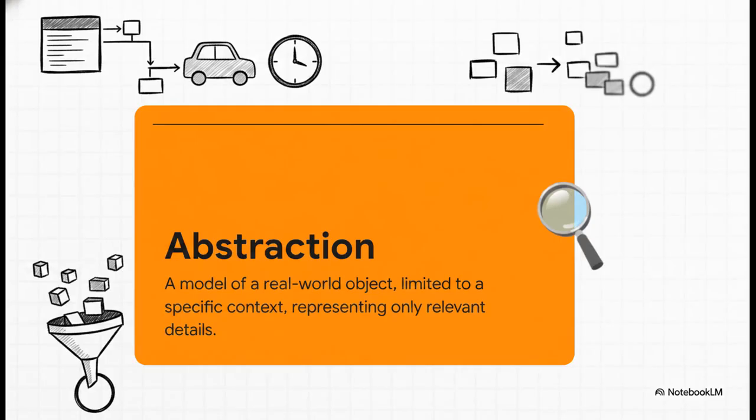First up, we have abstraction. And really, this is all about simplification. It's about looking at a complex, real-world thing and asking, what's the only stuff I actually care about for this specific problem? You focus on the essentials and just ignore the rest. It keeps your code from getting totally bogged down in details that don't matter.